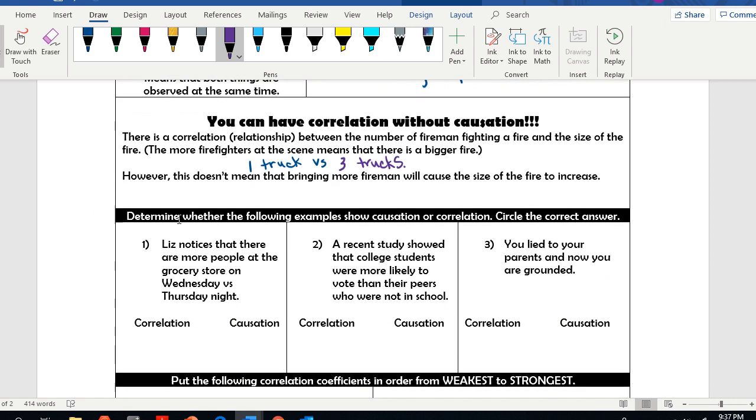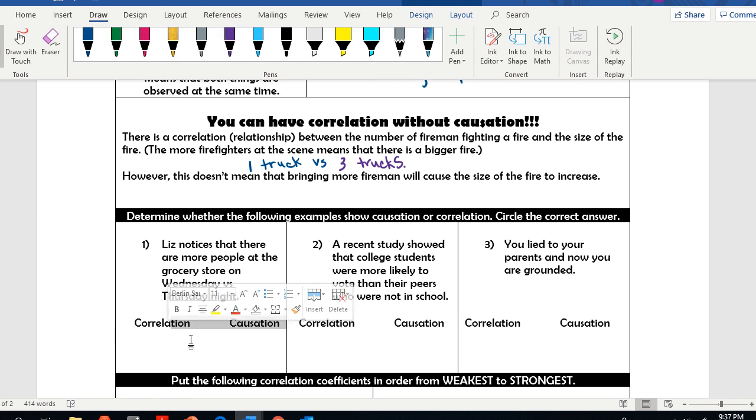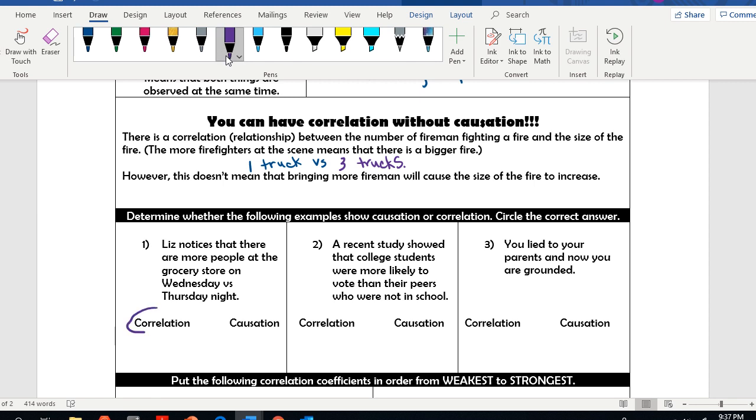So determine whether the following are examples of causation or correlation and circle the right answer. Liz notices that there are more people at the grocery store on Wednesday versus Thursday night. Well, the night doesn't cause it. It just means there just happens to be a correlation. Okay, and I thought I had that highlighted. Happens to be a correlation. So when it just happened to happen, it happened to happen.